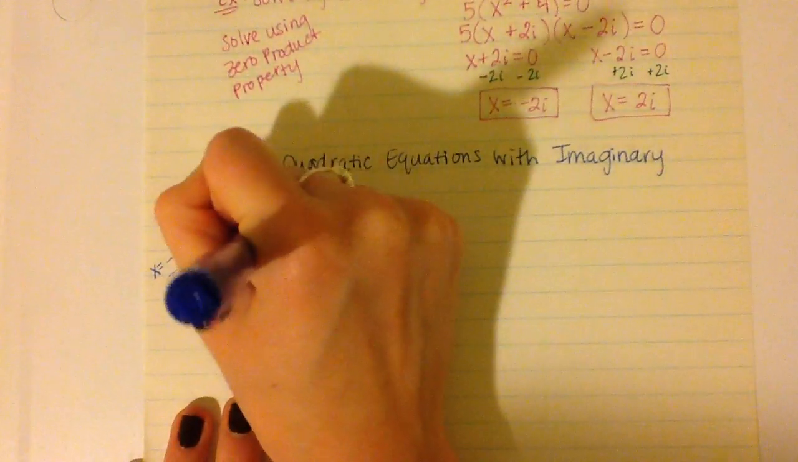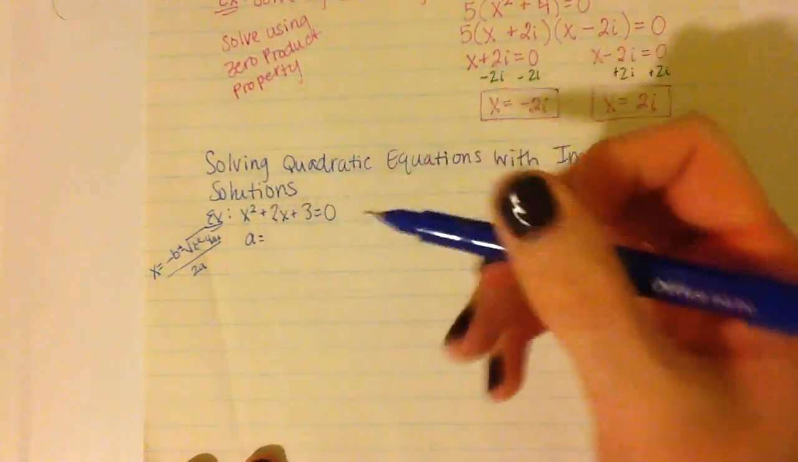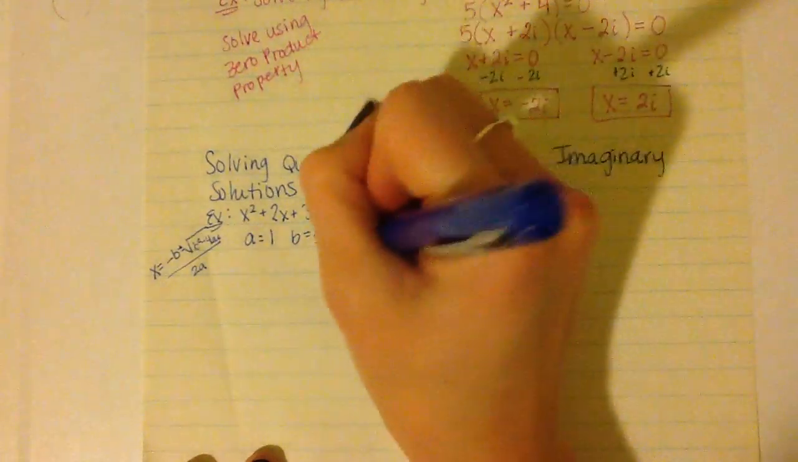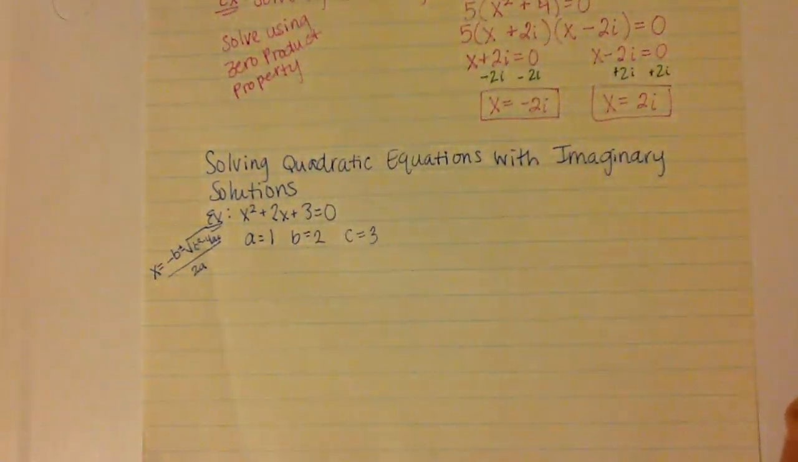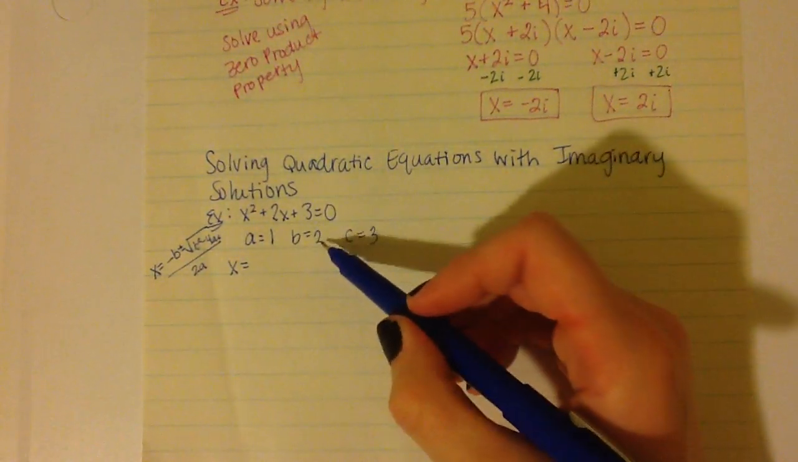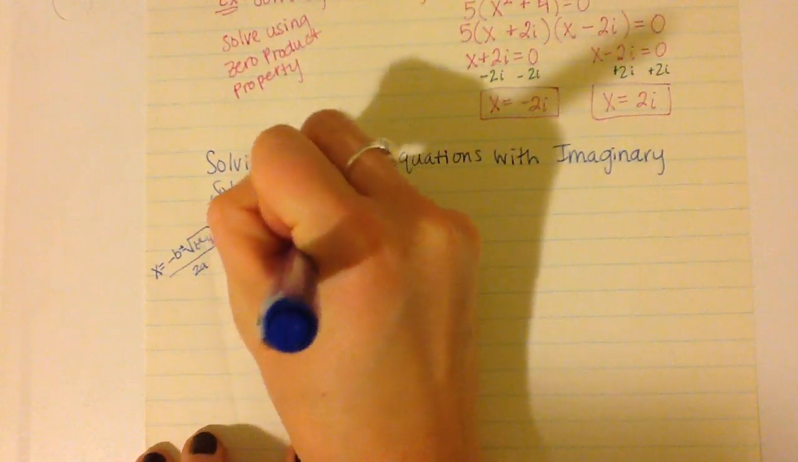So looking at this equation, our a is the number in front of the x squared, which is 1. Your b is your number in front of your x, which is 2. And your c is your constant, which is 3. So let's plug it into our equation. So we have x equals the opposite of b. Well, our b is positive 2, so the opposite would be negative 2, plus or minus the square root.